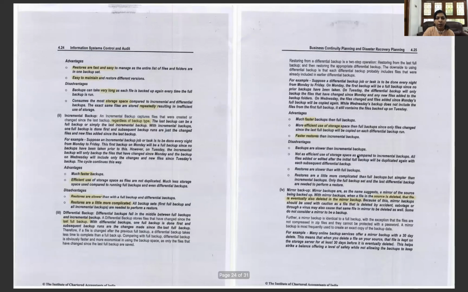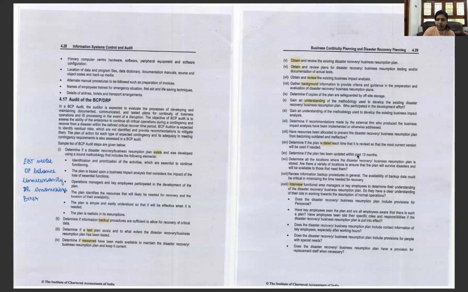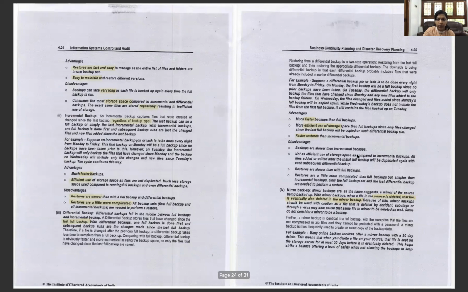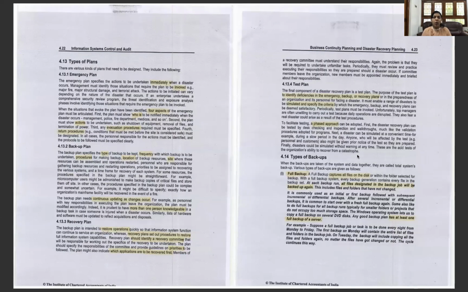Next comes an important part which is often asked in our exams. Okay, so we'll be looking at the most important and also the easiest part. Now, what are the types of plans? We say BCP plan. What are the types of those BCP plans? Emergency plan, backup plan, recovery plan, test plan. Those are the four types: emergency plan, backup plan, recovery plan, test plan.